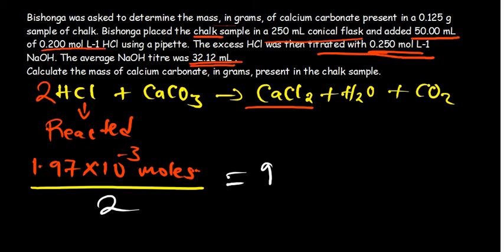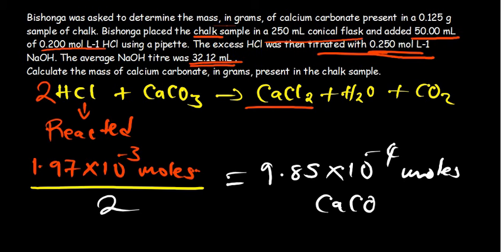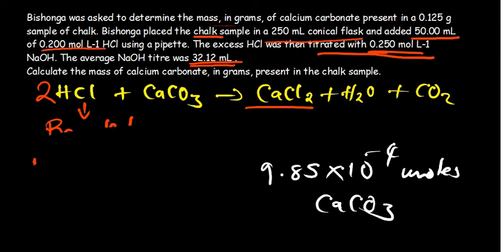Now what I'm getting is 9.85 times 10 to the power negative 4. Now these are the number of moles of what? Of our calcium carbonate that had reacted in the first reaction. Okay, so we used back titration to find the number of moles of calcium carbonate. Now a question you can ask yourself is, at this point, how do you get to find the mass?